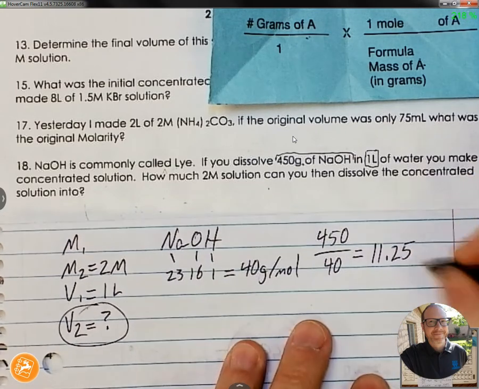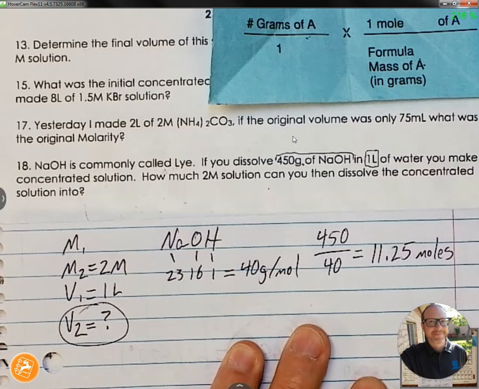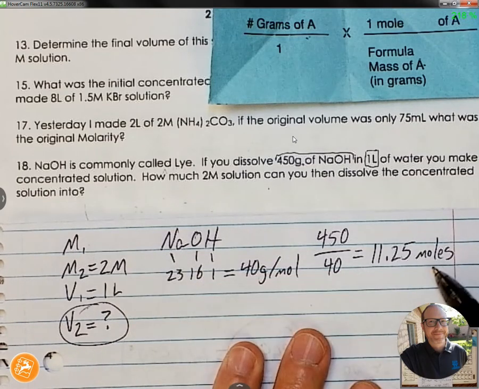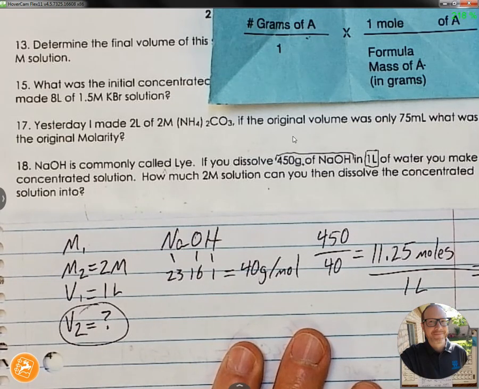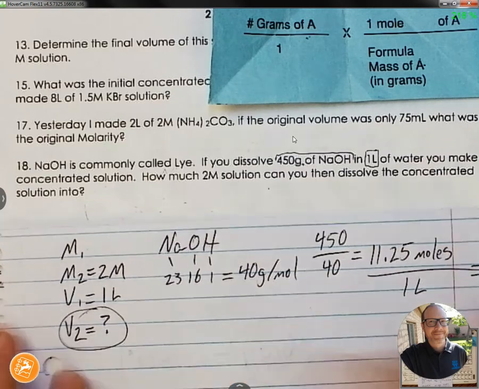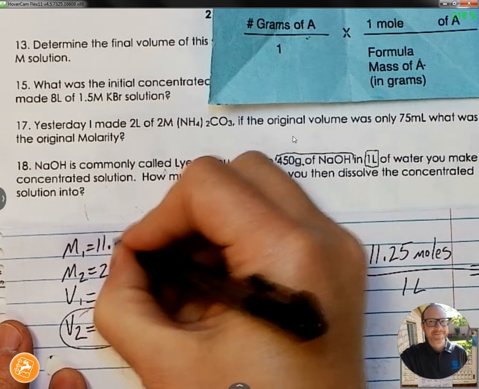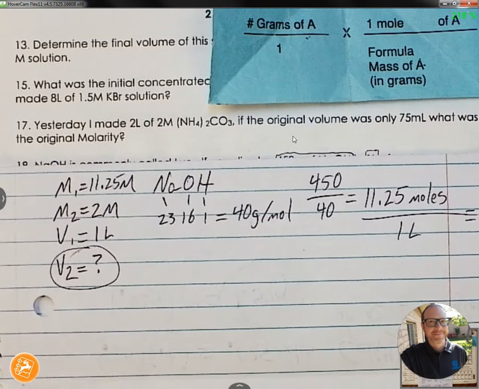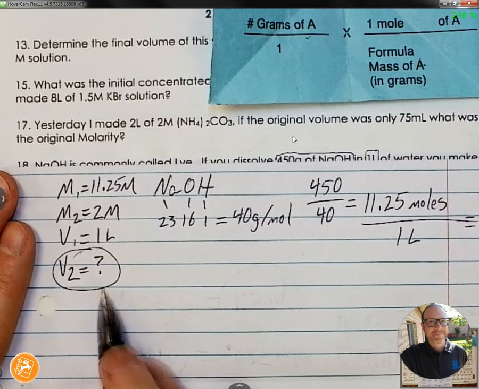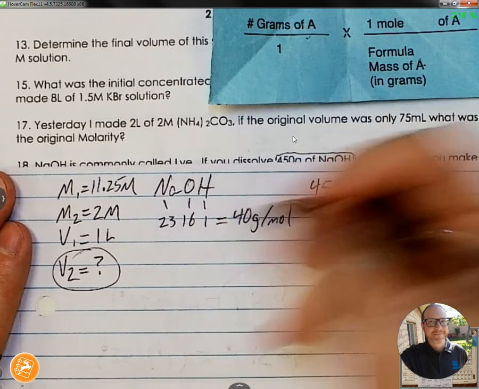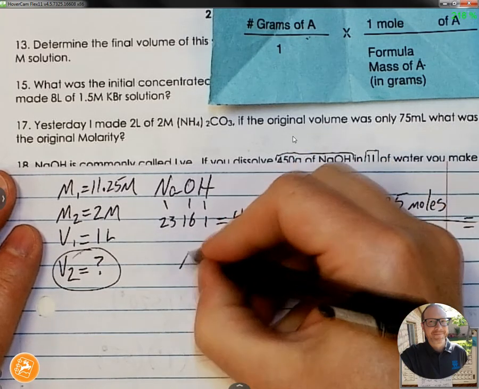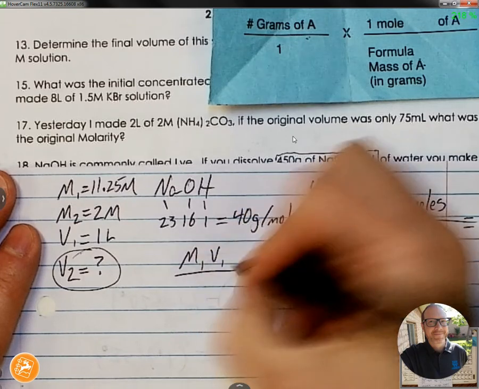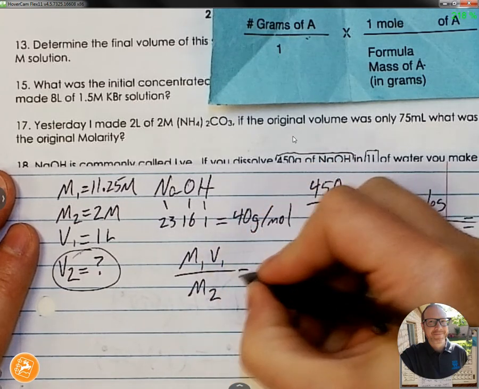Okay, 11.25 moles. Now, to get molar concentration, I do that divided by liters of solution. So 11.25 divided by 1 liter. Hard math. 11.25. There you go. So we're talking 11.25 molar. Now we can do our wizardry with our formula. If we're trying to get V2 by itself, that means we're going to divide both sides by M2. So it's going to be M1, V1 over M2.